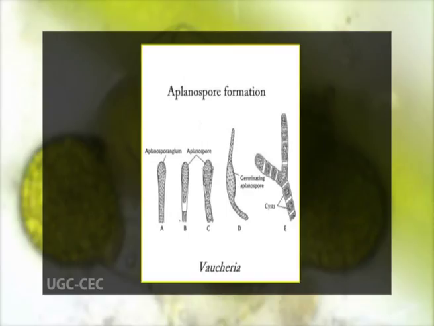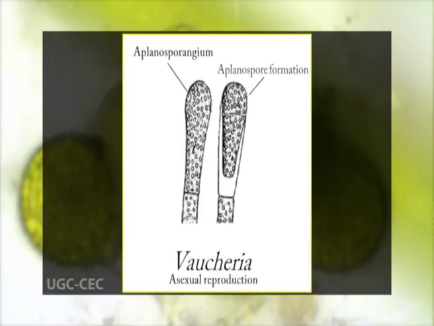Now let us try to understand aplanospore formation. As I have already talked, aplanospores are non-motile spores produced during slightly unfavorable conditions. They are commonly formed in terrestrial species of Vaucheria, but in aquatic species, such spores are produced under unfavorable conditions. Like zoospores, aplanospores are formed singly within an aplanosporangium.